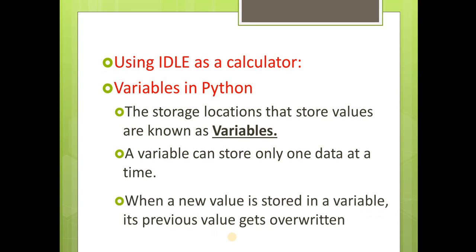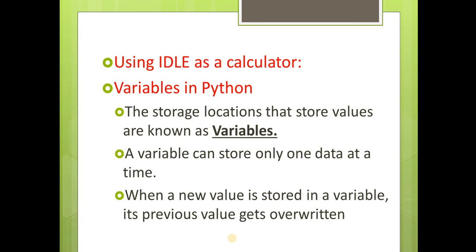How are variables represented? Let us first see the features of variables. A variable can store only one data at a time. If you write a is equal to 10, here a is my variable and it can take the value 10 only and only once. When a new value is written in that same variable, it gets overwritten. Suppose I write a is equal to 20, then 10 gets removed and 20 is the new value of a. How? That we'll see further.